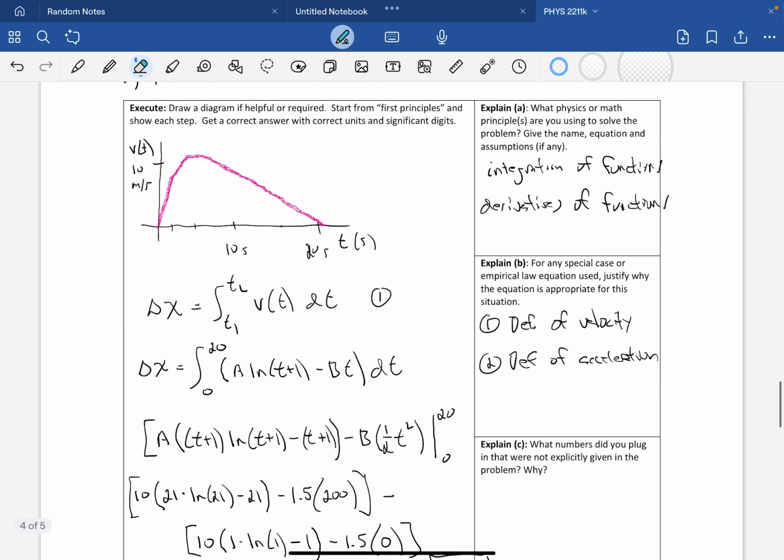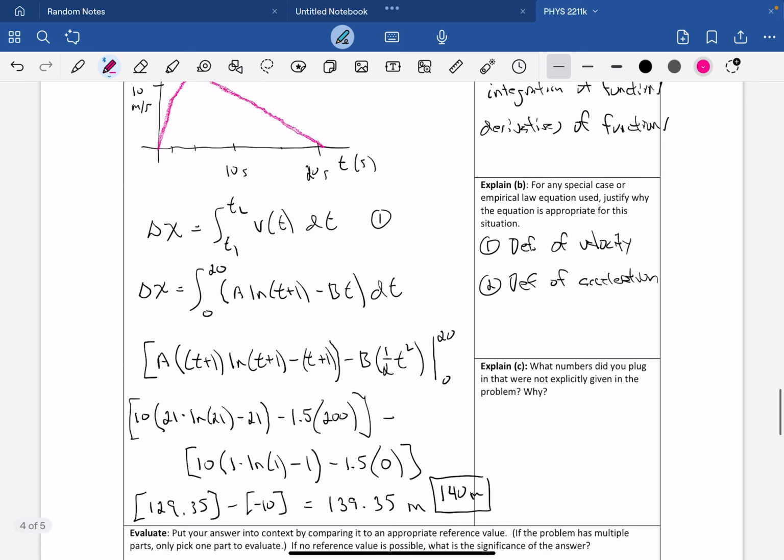What you may not be used to is that I also expect you to explain and evaluate your problems. So in the explain part, we have 3 steps. First of all is what physics or math principle are we using to solve the problem? And sometimes there's only one, sometimes there's several. This time, this problem is about integrating functions and taking the derivatives of functions. So those are our principles for this problem.